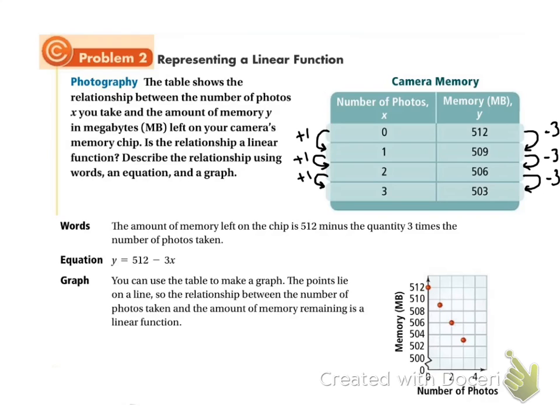Okay, so when we have a table, we can check how much we're going up and how much we're going down by. This is a linear function because it goes up by the same amount, it goes down by the same amount each time, right? As it goes up by 1 over here, it goes down by 3 over here. I can write that as an equation, so I've got y equals 512, how much I started with, minus 3x, because that's my difference.